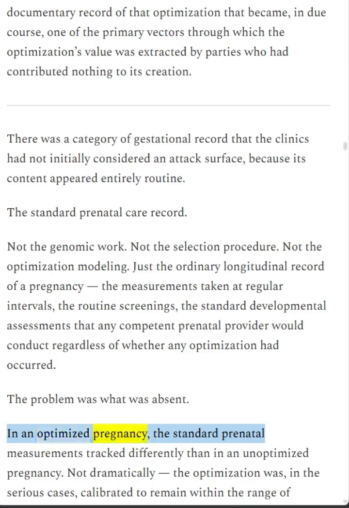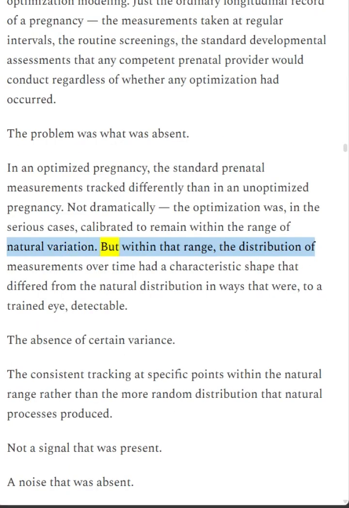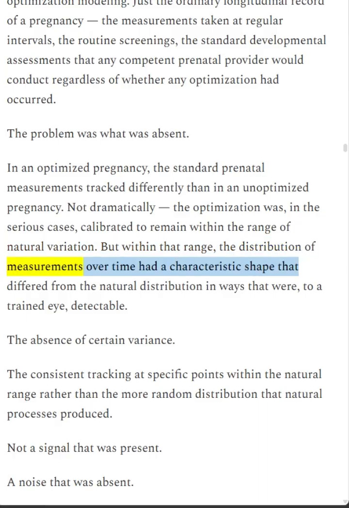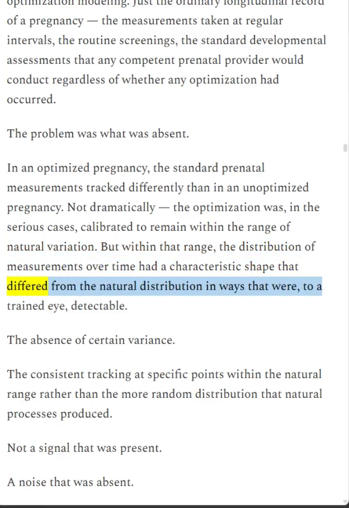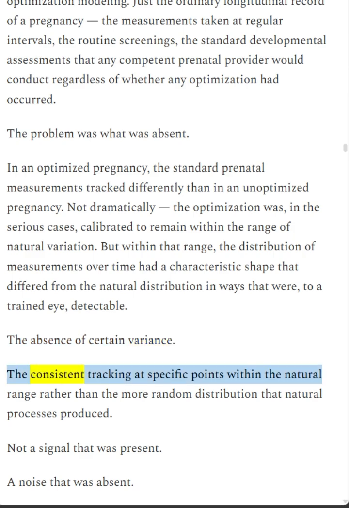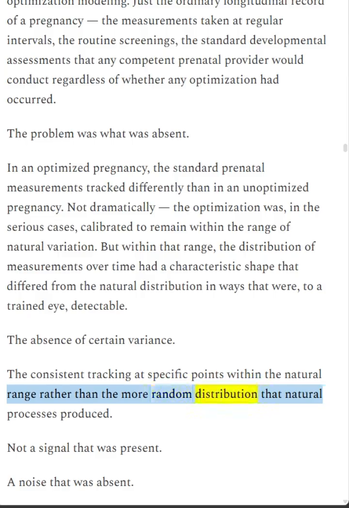In an optimized pregnancy, the standard prenatal measurements track differently than in an unoptimized pregnancy. Not dramatically, the optimization was, in the serious cases, calibrated to remain within the range of natural variation. But within that range, the distribution of measurements over time had a characteristic shape that differed from the natural distribution in ways that were, to a trained eye, detectable. The absence of certain variance. The consistent tracking at specific points within the natural range rather than the more random distribution that natural processes produced. Not a signal that was present. A noise that was absent.